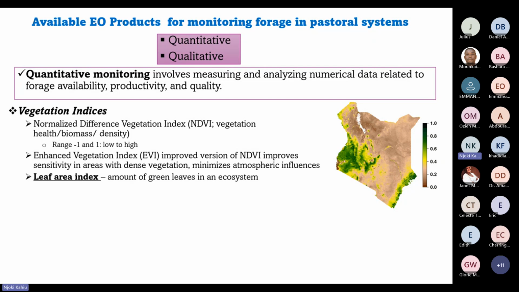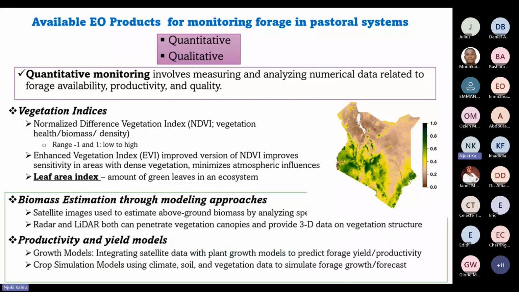There's also another product that is closely related to NDVI, the Enhanced Vegetation Index. It improves the sensitivity in areas with dense vegetation and tends to minimize atmospheric influences. As I'll show you, we are also working with the leaf area index, which is just an indicator of the amount of green leaves within an ecosystem. And so these are key input data that have a quantitative aspect to show us how much forage is available in a pasture, or the vigor of vegetation growth, density, or biomass.